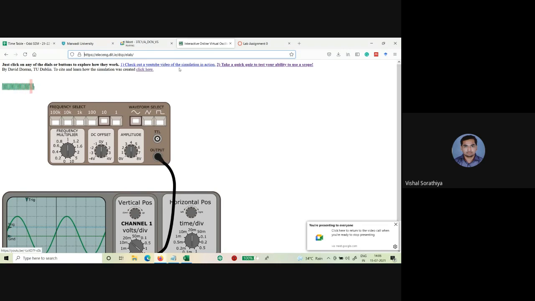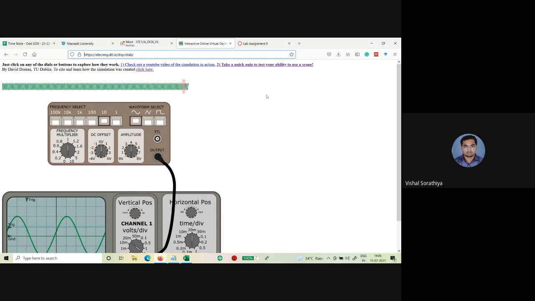Check out the YouTube video for the simulation in action, showing how this overall virtual function generator and CRO works. And second, there is a quiz of just 6 questions. So right now, everybody needs to open this link from your mobile or laptop or whatever device you have. First go to the first video and see what it is suggesting. Second, you need to go with that quiz. There are 6 questions.